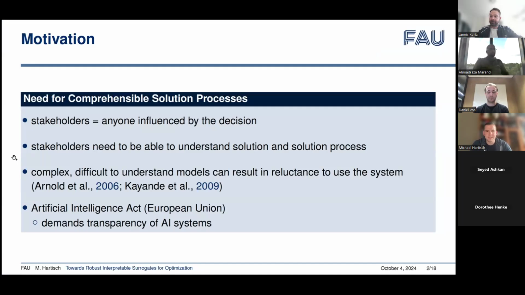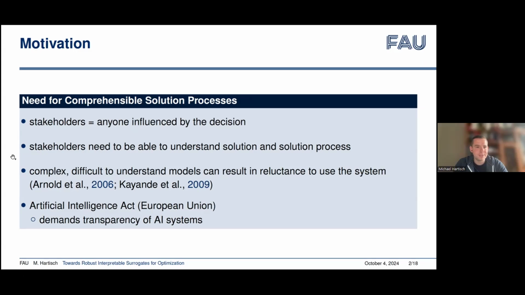As Janis already pointed out, we are trying to do interpretability also in optimization. So why do we need to do this? We would argue that stakeholders need to be able to understand the solution process. By stakeholder, we mean anyone who is influenced by the decision. This could be the worker, the decision maker itself, or some manager. The reason for this need is that complex models can result in reluctance to use them, even if they have been shown to be beneficial. There's actually another reason: there is a law that tells us that AI systems need to be transparent. This is the AI Act from the EU.